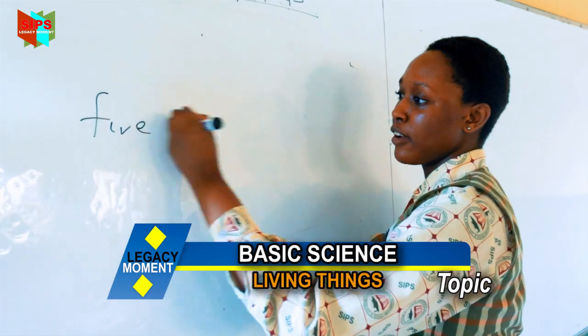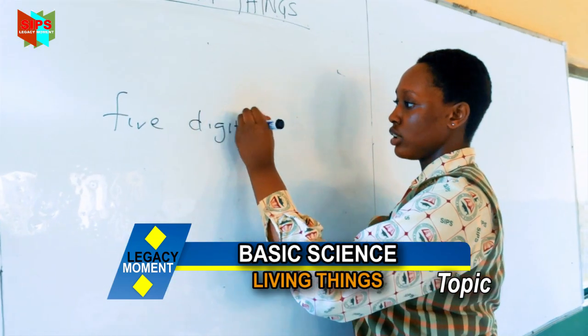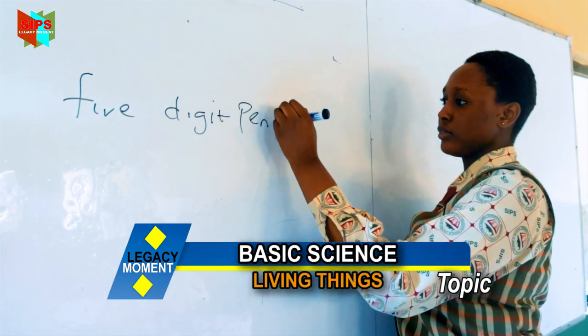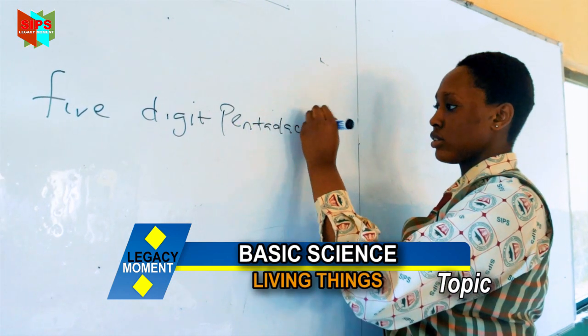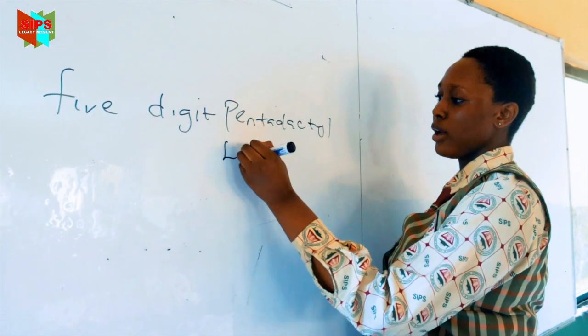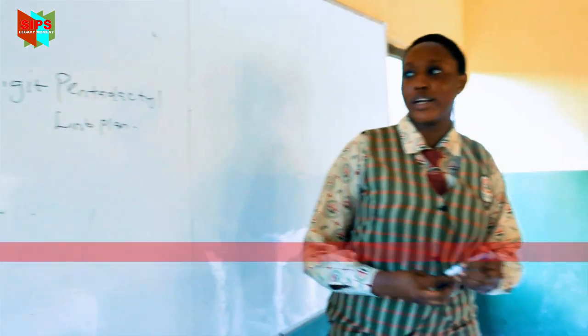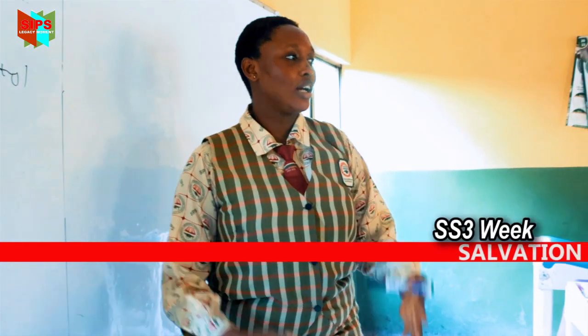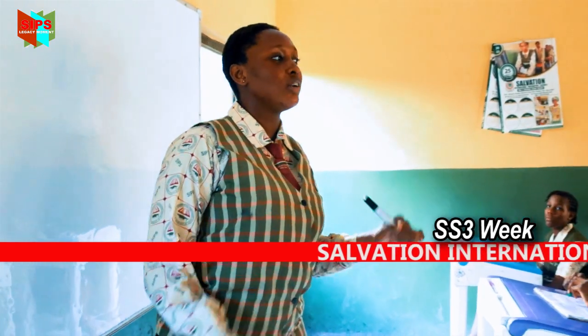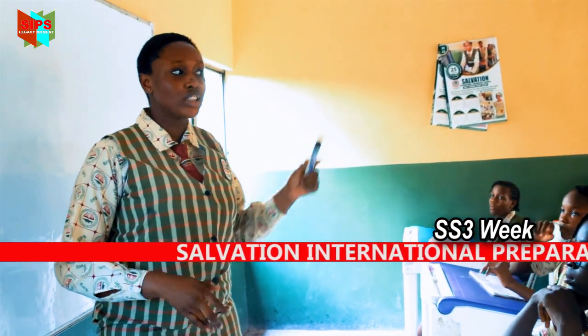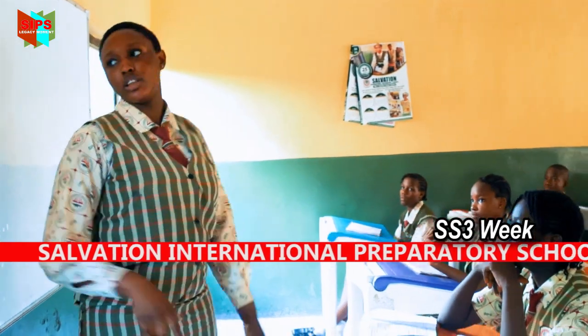The 5 digit pentadactyl limb plan. Because we as primates, we can stand with our legs and our hands. And most animals can only stand with their hands, but they can't stand with their legs upright.